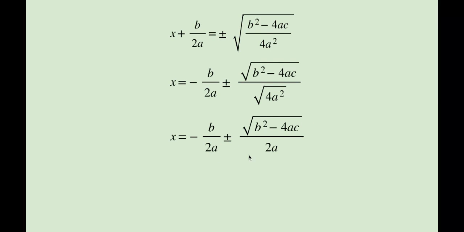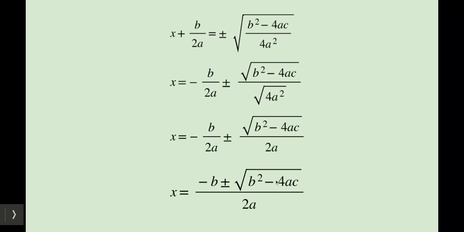And now look, they have common denominators. So since they have common denominators, I can put them together, and that's how we get minus b plus or minus, right? Square root of b squared minus 4ac over 2a. And that's the quadratic formula.